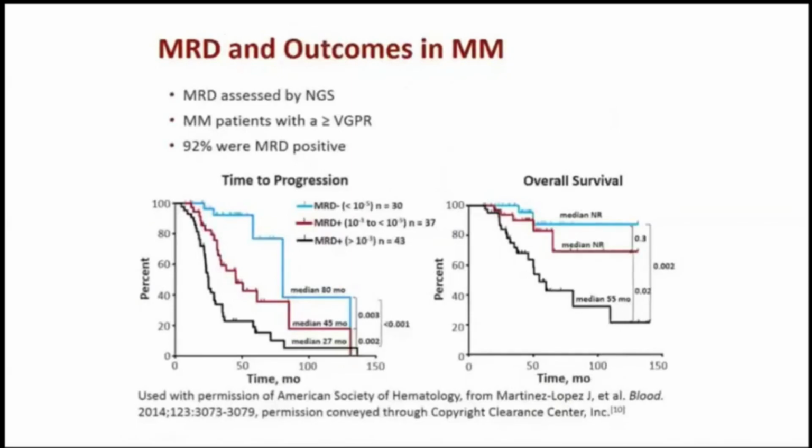So they analyzed the MRD by NGS, and they have shown that the different MRD levels have a direct impact on the median survival: 80 months, 45 months, and 27 months. They are all statistically significant, both for overall survival as well as the time to progression. Next.